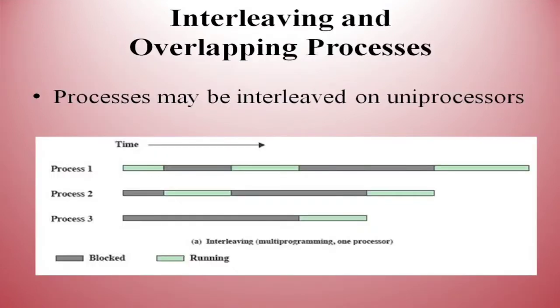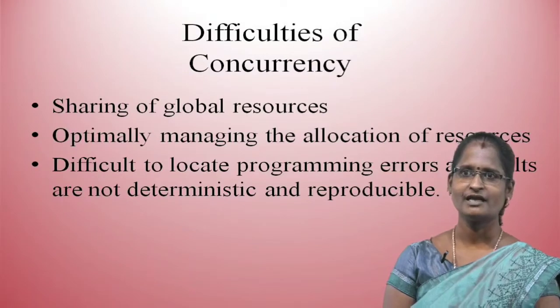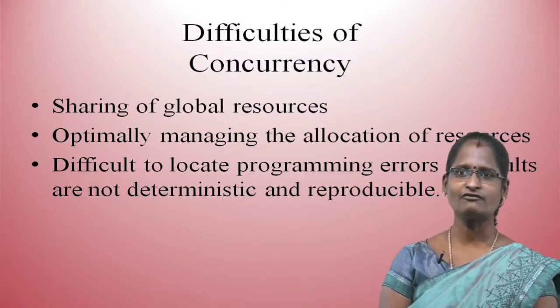The next, interleaving and overlapping process diagram. The processes may be interleaved on a uniprocessor, as in the diagram. Next, interleaving and overlapping processes: not only interleaved, but also overlapped on multiple processors. Then, difficulties of concurrency. First one, sharing of global resources; second, managing resources; third, locating programming errors.